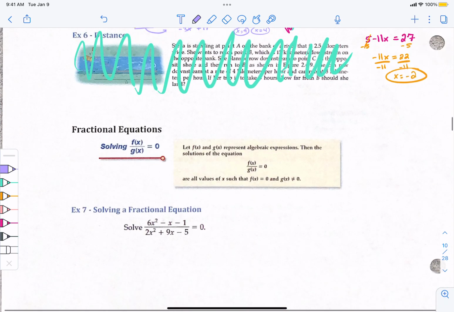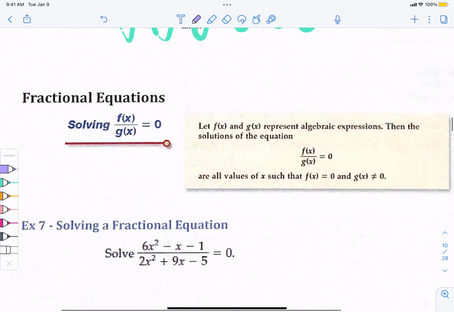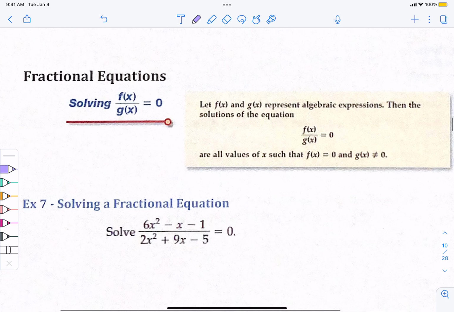Okay, last thing. One more. Example 7. We're not going to do example 6, we're going to do example 7. This is another type of equation.